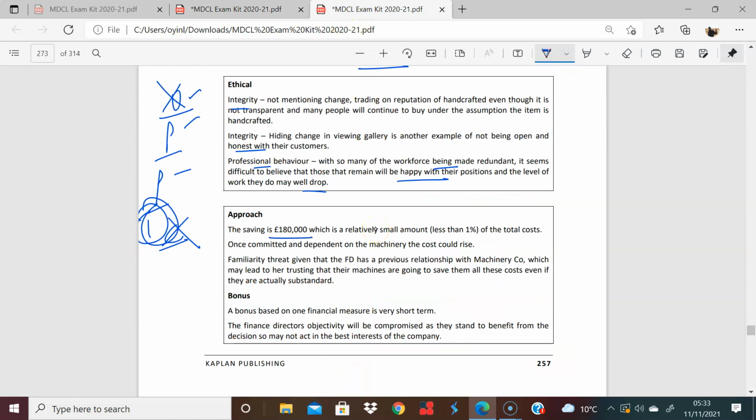So here the saving of 180 is relatively small. This could rise. There's a familiarity threat here. So I think there's a problem there. The bonuses are short-term measures, and the objectivity is compromised because we can't be sure that you are acting in the best interests of the business. Cool.